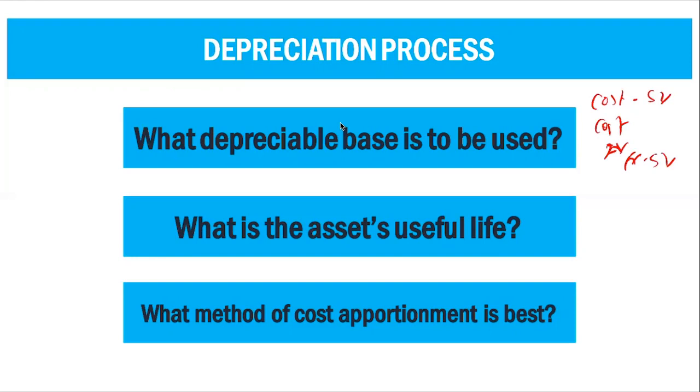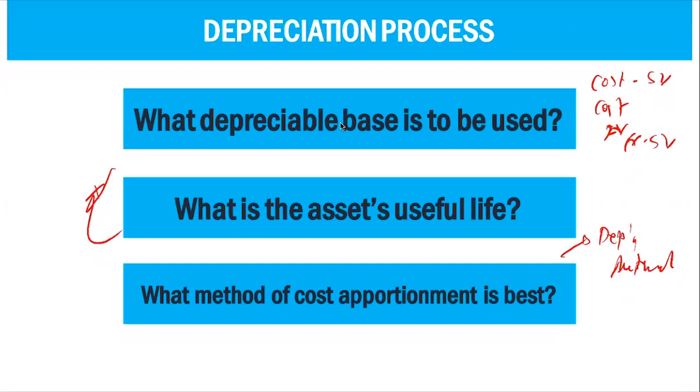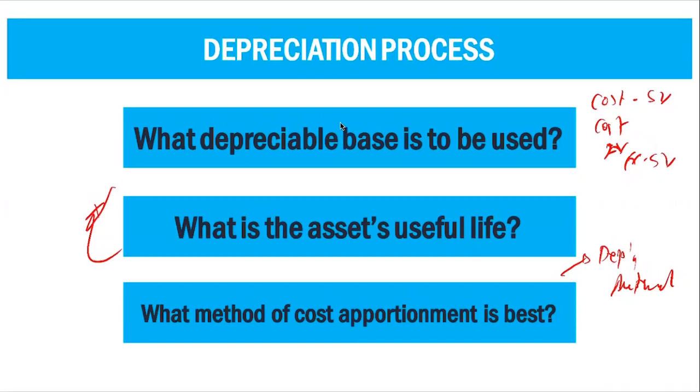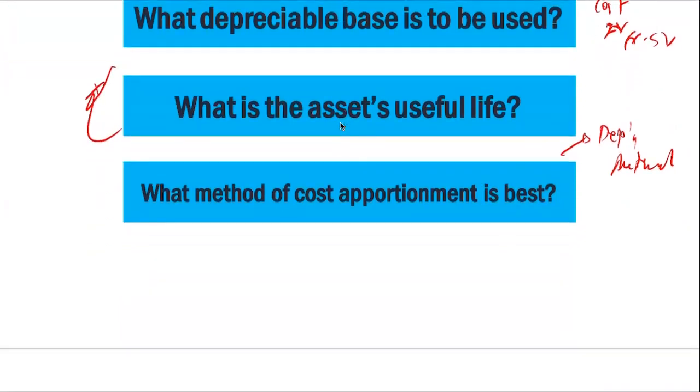Next, we need to determine the useful life of the asset and the method of cost apportionment. So when we say method of cost apportionment, this is your depreciation method. So your depreciation process, we start with your depreciable base, and of course, we look at your depreciation method. Sometimes we forego this useful life because not all depreciation methods are dependent on the useful life of the asset.